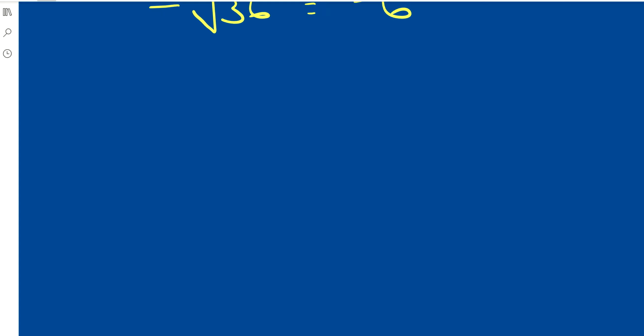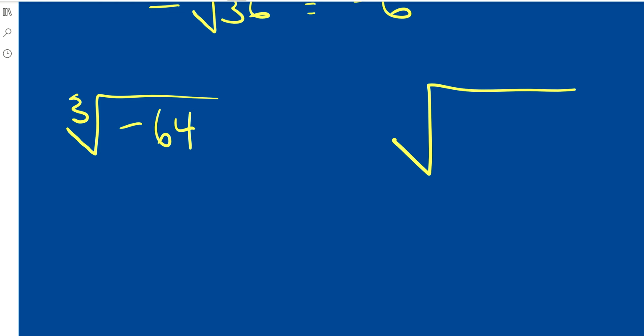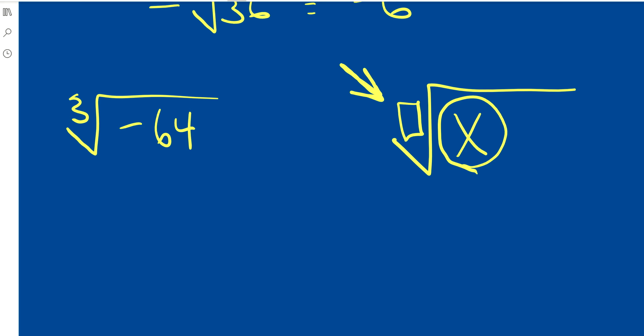I'm going to do practice problem 2, number 2. The first one is the cube root of negative 64. This is my index number, and here I could have x. This is the radicand; the x is the radicand. This number is what we call the index number. That tells you what root they want us to simplify for.